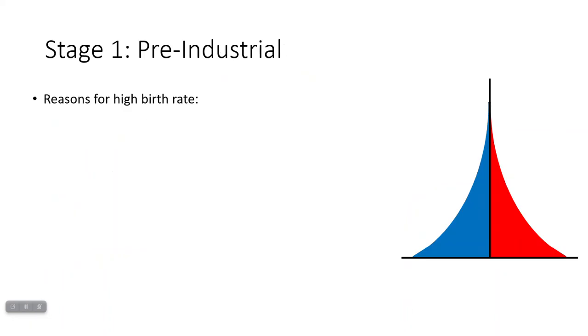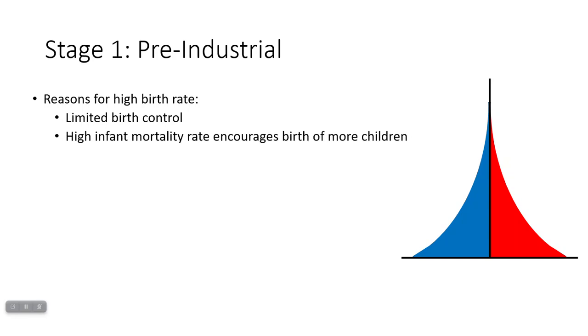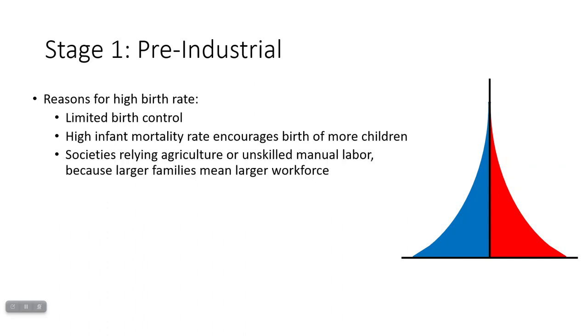So, in a pre-industrial country, you'll have an age structure diagram kind of like this, with the wide base. You can see rapid growth. Why do you have the high birth rate? Well, there's limited access to birth control. You have high infant mortality because of lack of medical care, and this encourages the birth of more children. A lot of the society is usually employed in agriculture or manual labor, and larger families are an advantage because that means you have a larger workforce.